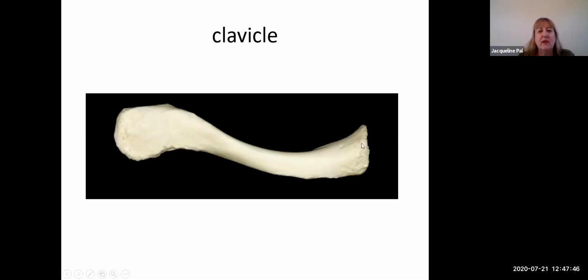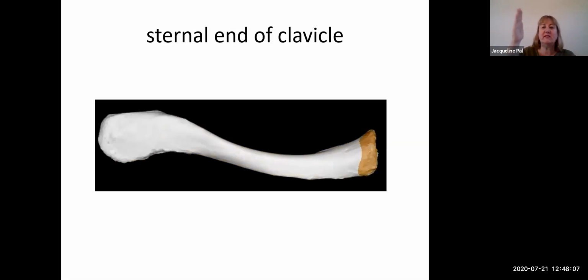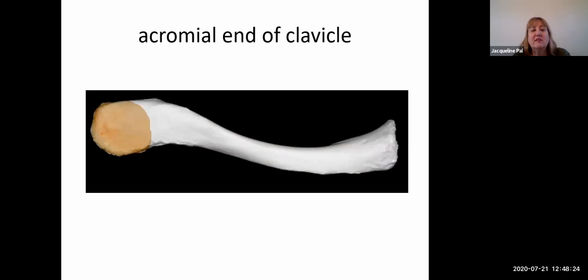And if you look at the two ends of it, you will notice that this end is flat in this direction, whereas the other end is flat in this direction. And that is going to be super important for figuring out which end is medial and which end is lateral. So the part that is flat in this direction is the medial end, and we call that portion the sternal end of the clavicle. And so then that makes the part that is flat in this direction the lateral end. And that is called the acromial end of the clavicle.